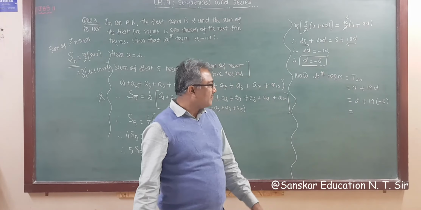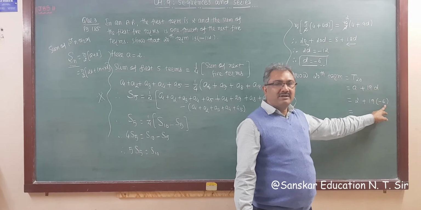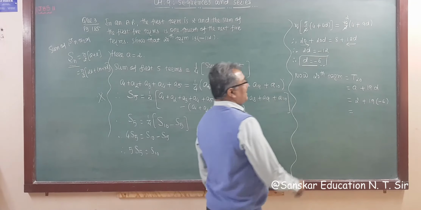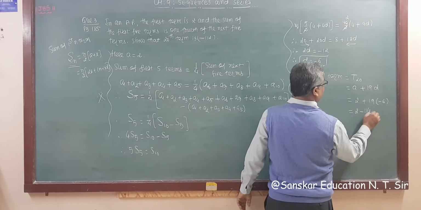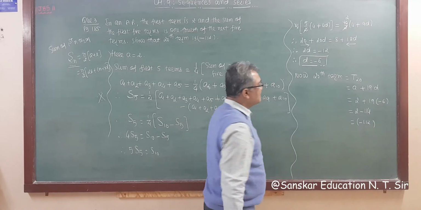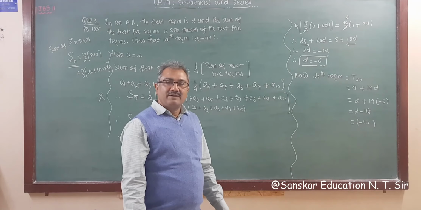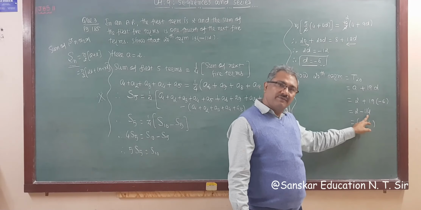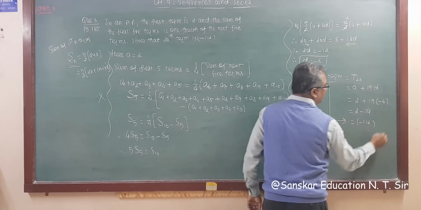So how much is 19 into 6? Add 2, it is 114, right? So 2 minus 114, so the answer is minus 112. Answer is minus 112, right? 60 plus 54 is 114, right? So your 28th term is minus 112.